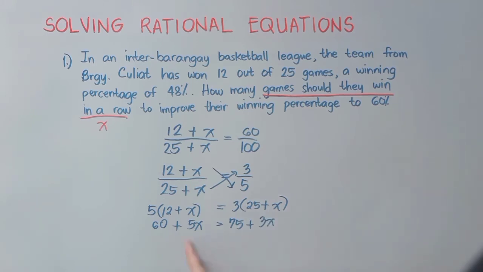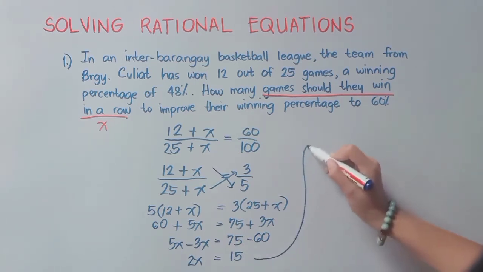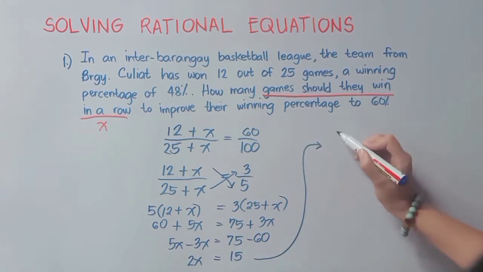Now we have to place all variables on the left side. So we'll copy 5x and then from positive to negative 3x. Here we will copy 75 and then from positive to negative 60. Now we have 5x minus 3x, that is equal to 2x, and 75 minus 60 is 15. Let us continue our solution on this portion.